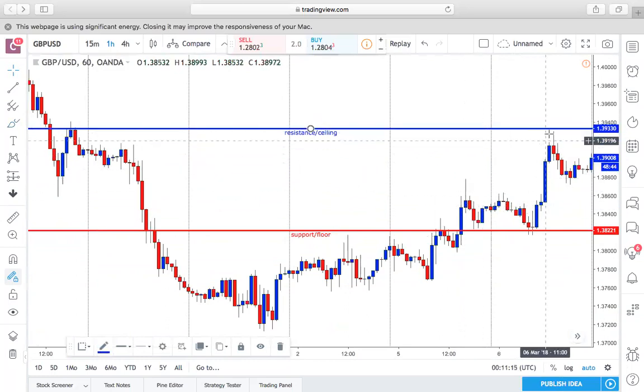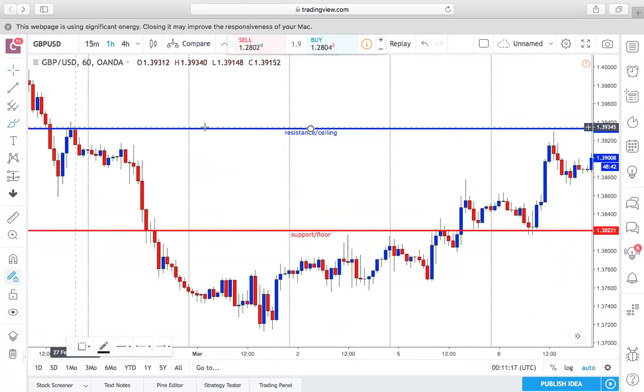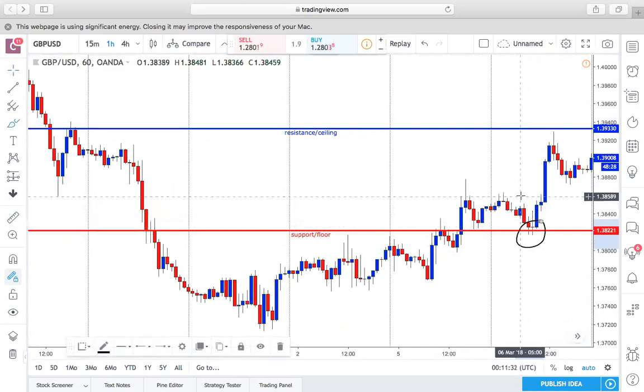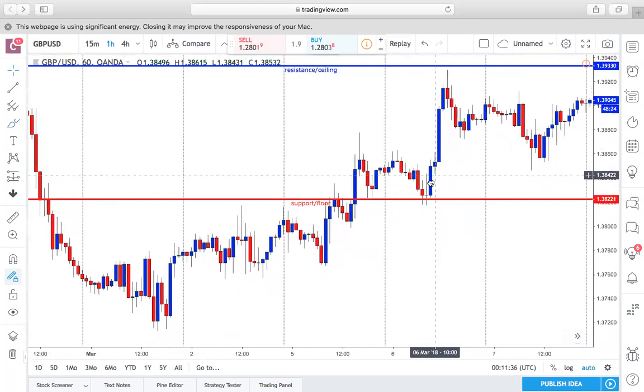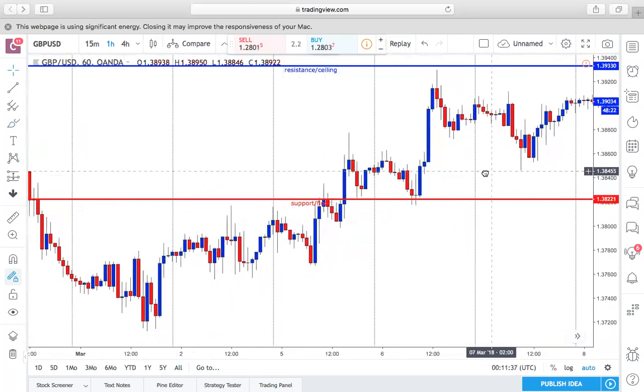And this will be our new resistance line. Why? Because price did not break this area. Price did not break, so that's our resistance. And price broke here, remember. Once price broke, we want to see it come back and test this line to be our new support, our floor.